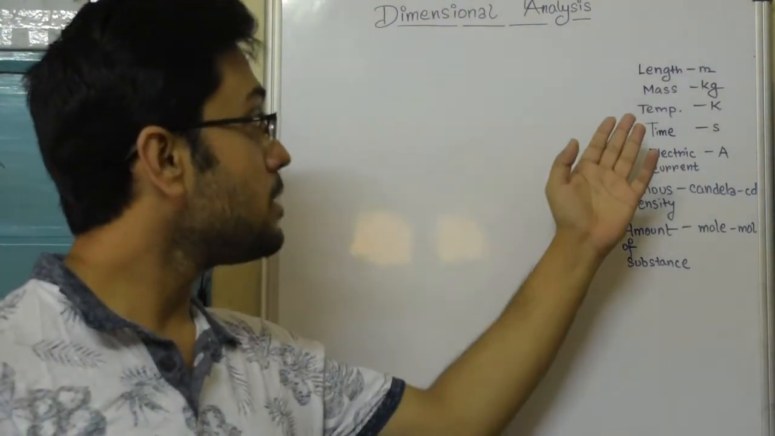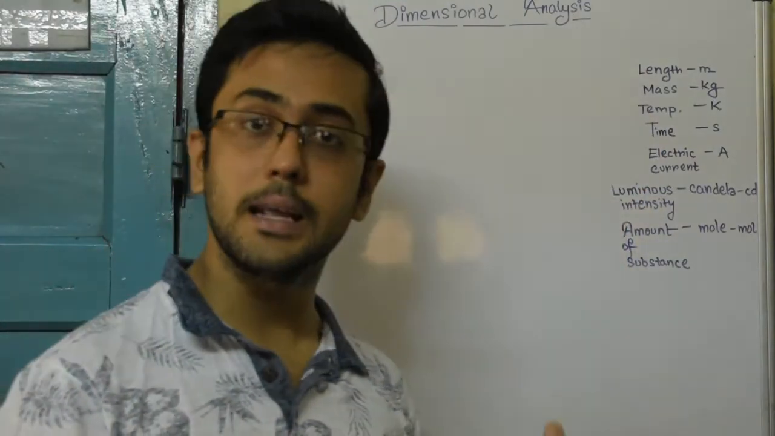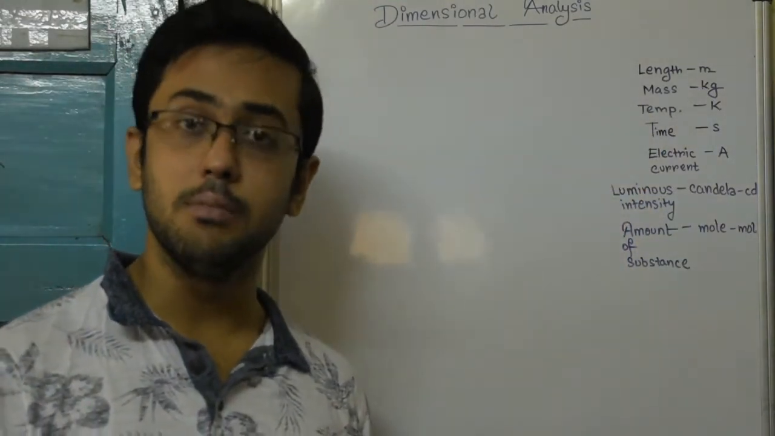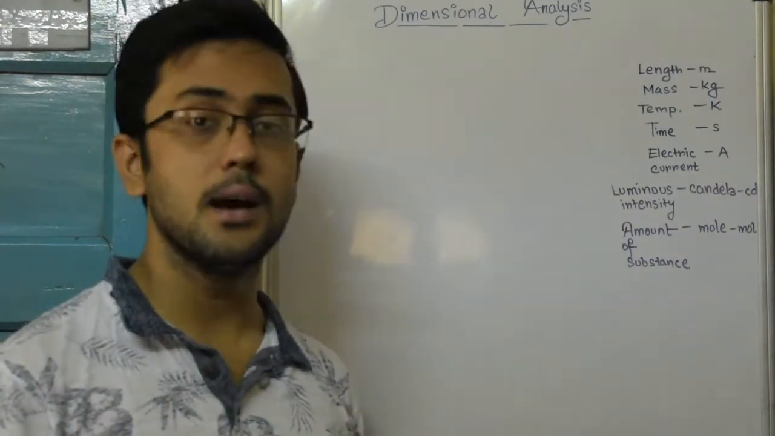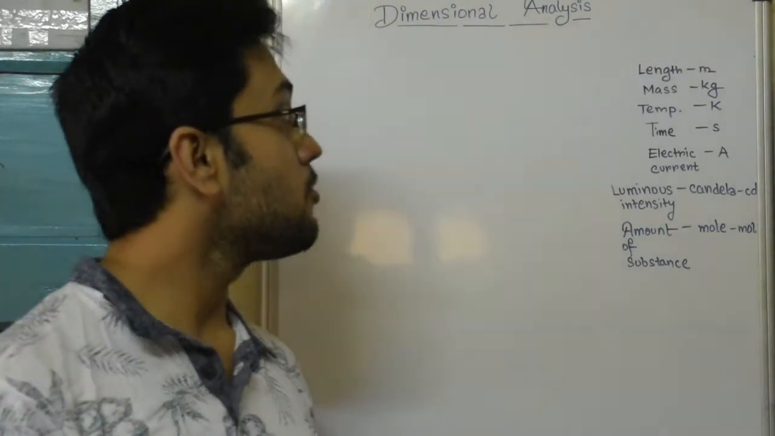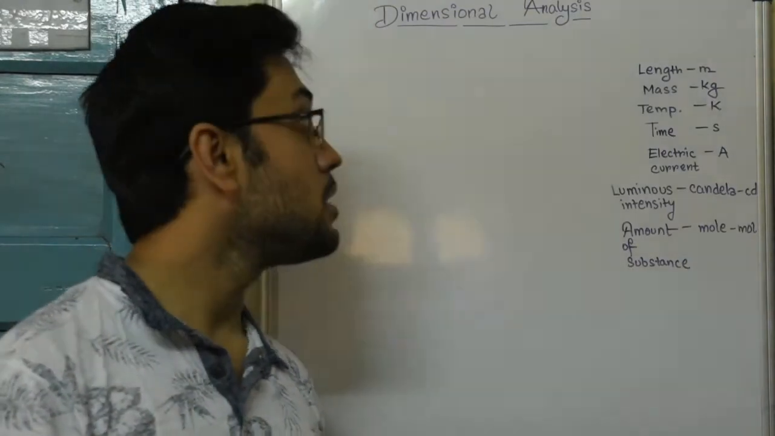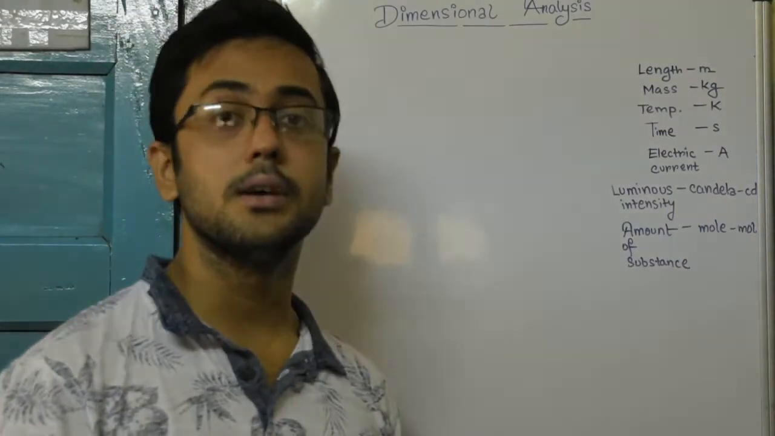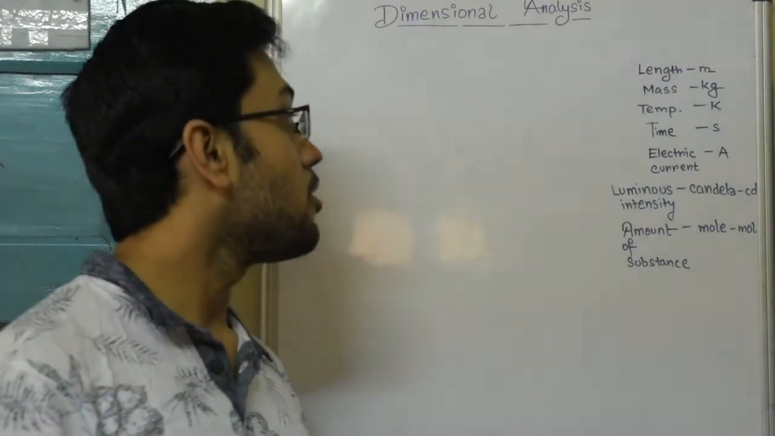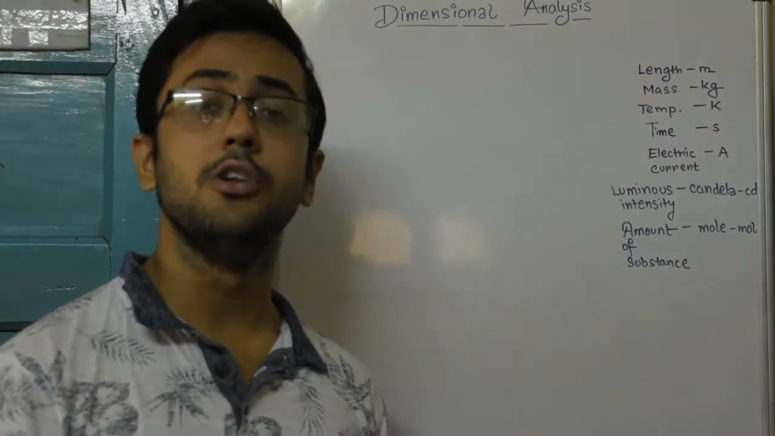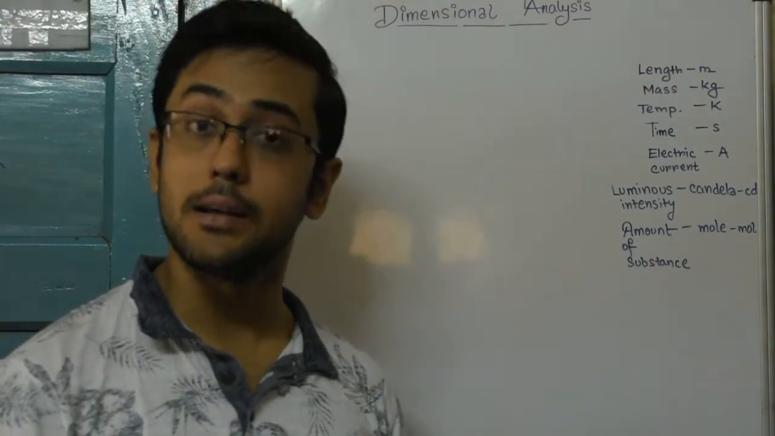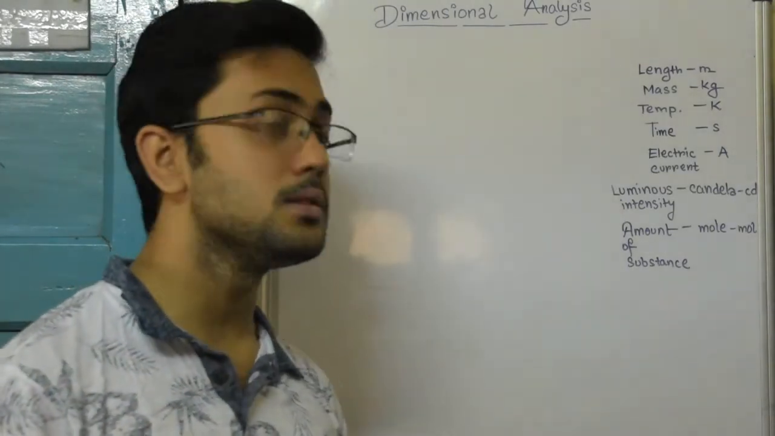So the 7 fundamental quantities are written here, like length, which is measured in meter. There are also a lot of other units for length, but meter is the SI unit. Similarly for mass, the SI unit is kilograms. For absolute temperature, the SI unit is Kelvin. For time, it is second. For electric current, it is ampere. For luminous intensity, it is candela. And for the amount of substance, it is mole.